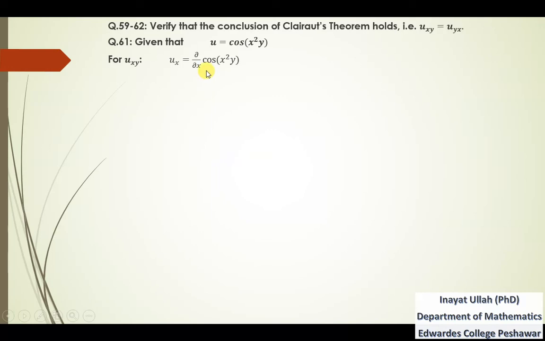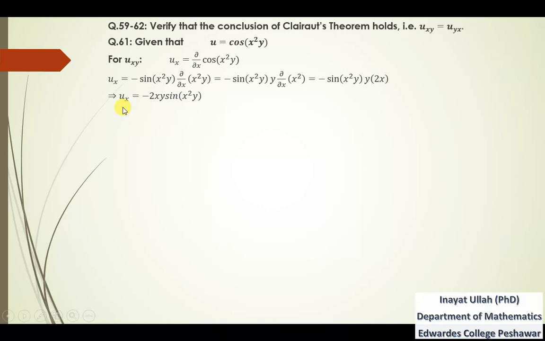The derivative of cos u is minus sin u times the further derivative of u with respect to x. Now, for the further derivative of this angle with respect to x, y is constant, and the derivative of x² is 2x, so that is 2xy. So u_x is minus 2xy sin(x²y).